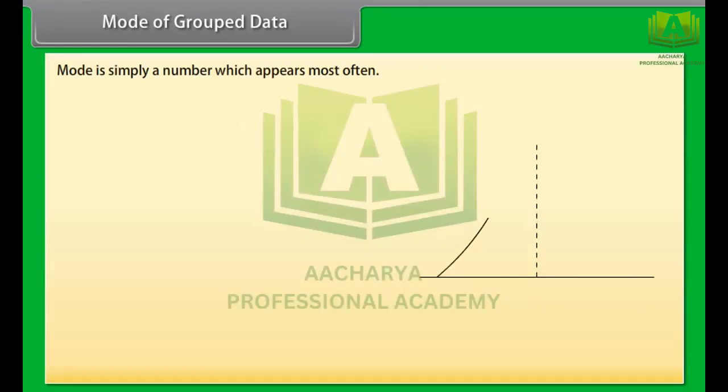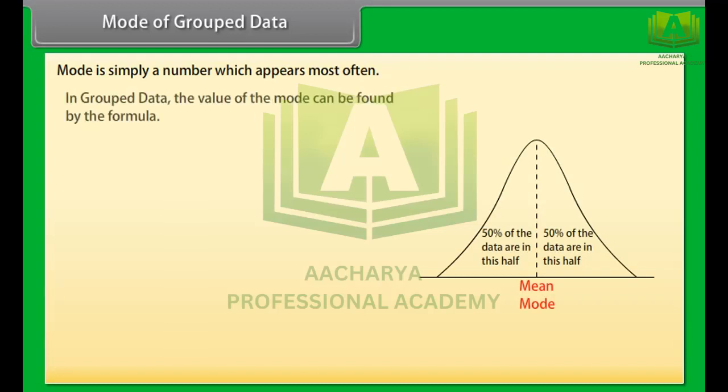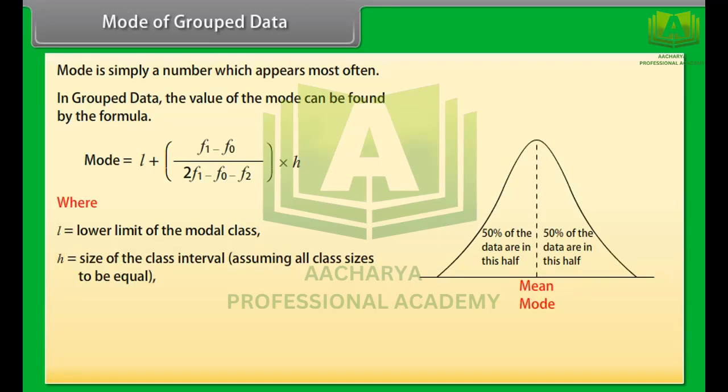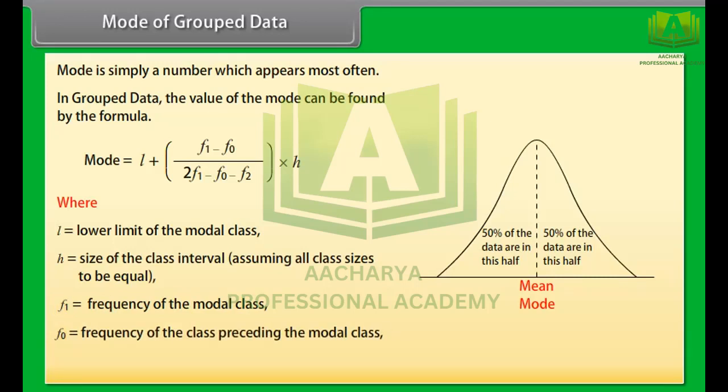Mode of grouped data. Mode is simply a number which appears most often. In grouped data, the value of the mode can be found by the formula as given below. L plus F1 minus F0, divided by 2F1 minus F0 minus F2, multiplied by H, where L is equal to the lower limit of the modal class, H is equal to the size of the class interval, assuming all class sizes to be equal. F1 equals frequency of the modal class. F0 is equal to frequency of the class preceding the modal class. F2 is equal to frequency of the class succeeding the modal class.